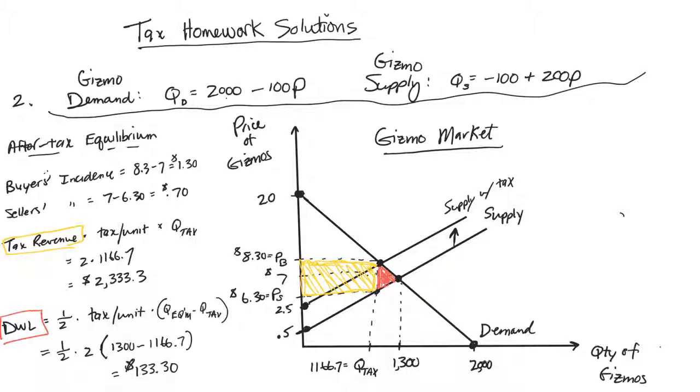So the other dimension is the difference between the equilibrium quantity and the after-tax quantity. The total deadweight loss then is going to be 1/2 times 2, which is the tax per unit, times this distance right here, which is the difference between the two quantities. We multiply all those things together, and we get $133.30 worth of deadweight loss. The interpretation here is that this is the efficiency cost of introducing the tax.